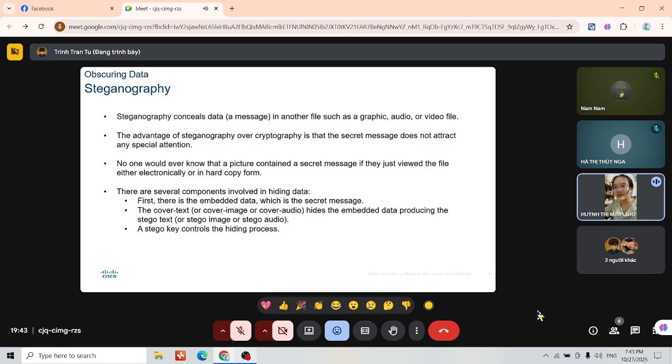And the next, steganography, conceals data in another file such as a graphic, audio, or video file. The advantage of steganography over cryptography is that the secret message doesn't attract any special attention. There are several components involved in hiding data. The first, there is the embedded data, which is the secret message. The second, the cover text, and the third, the stego key, control the hiding process. And the next slide.